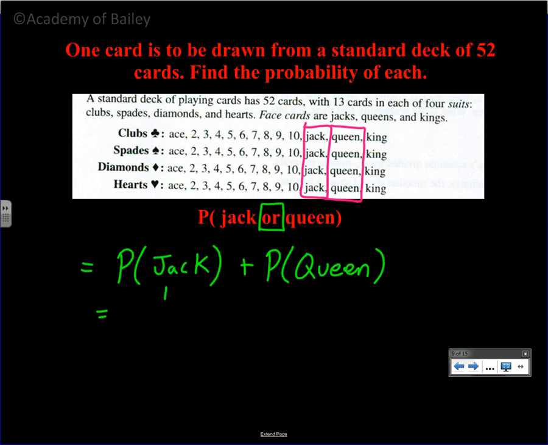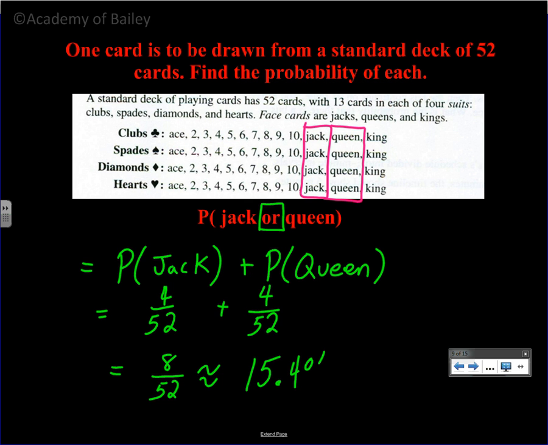Probability of a jack is going to be 4 jacks out of 52. There are 4 queens out of 52 cards. And that's going to be 8 out of 52. And I believe 3 examples ago, we had one that was 8 out of 52. And I think that was about 15.4%. 15.4%, 8 out of 52.